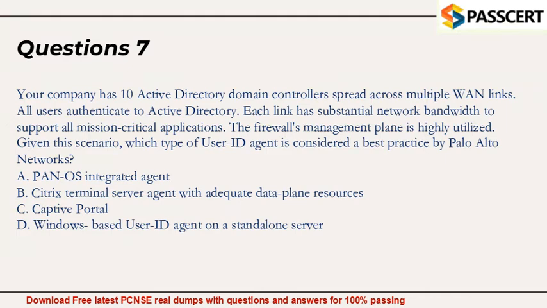Question 7. Your company has 10 Active Directory domain controllers spread across multiple WAN links. All users authenticate to Active Directory. Each link has substantial network bandwidth to support all mission-critical applications. The firewall's management plane is highly utilized. Given this scenario, which type of User-ID agent is considered a best practice by Palo Alto Networks? A. PAN-OS Integrated Agent. B. Citrix Terminal Server Agent with adequate data plane resources. C. Captive Portal. D. Windows-based User-ID Agent on a standalone server. Answer: C.